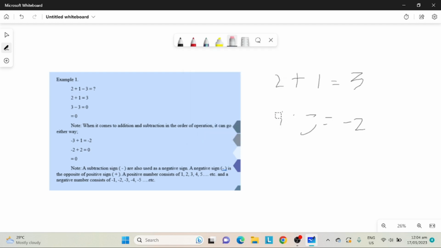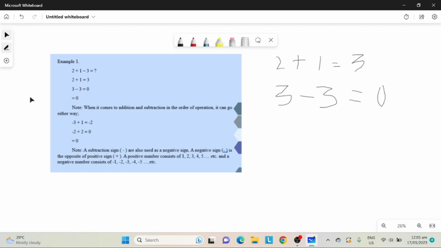But we're not discussing that first. We're discussing what happens with this number 3. This number 3, we're just going to bring it down, and then copy the last number, which is 3, and the operation itself. So 3 minus 3 is equal to 0. And that's all for example number 1. Here I also take note that when it comes to addition and subtraction, it can go either way. Just like I said earlier, it doesn't matter what comes first. It can be addition and subtraction, or subtraction and addition.